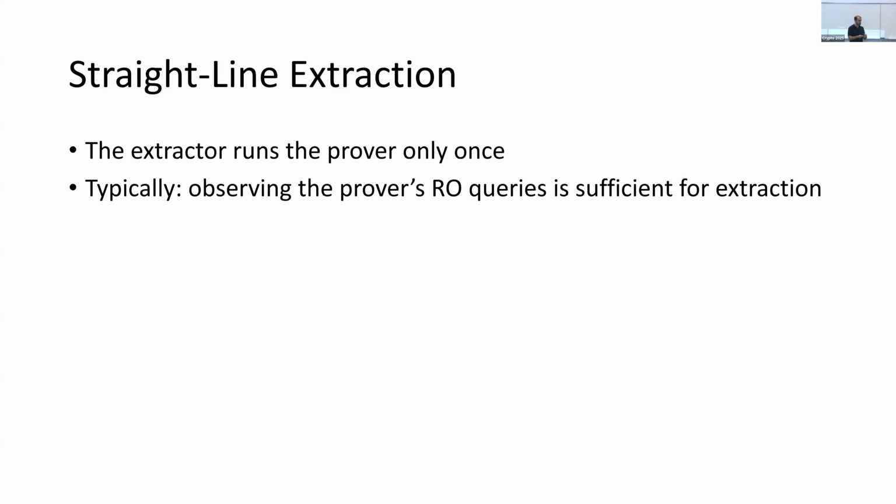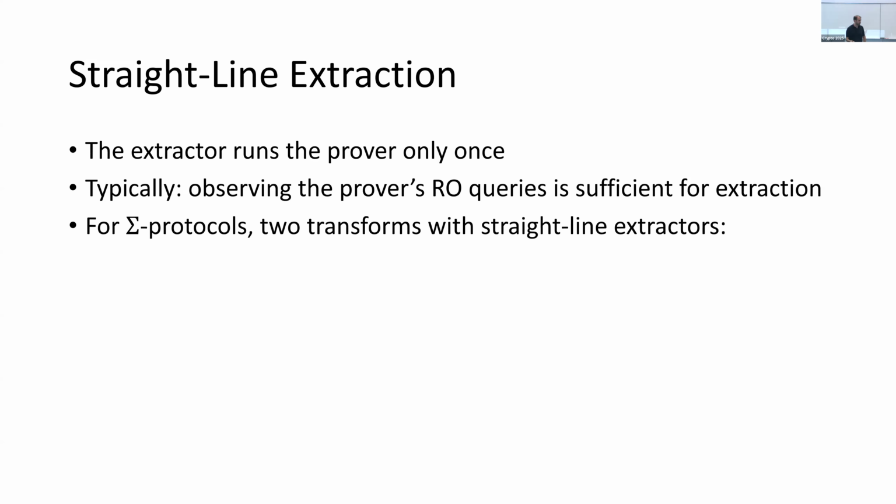So a somewhat more flexible way to construct non-interactive arguments of knowledge from interactive ones is doing so in a way that admits a straight line extractor. So a straight line extractor runs a prover only once. And in the setting that we'll consider today, it typically just extracts the witness by reading it off the queries issued by the prover to the random oracle. We can just look at all of the queries and compute the witness from that.